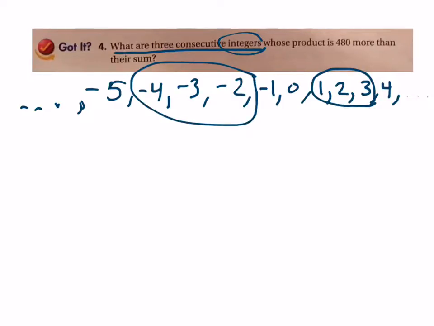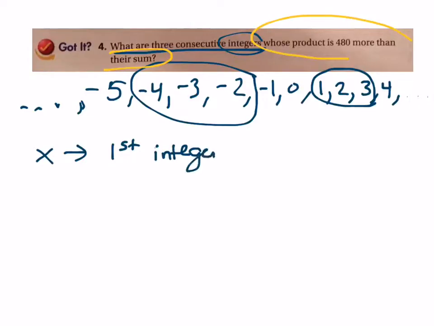All right. And then we need their product. This part's going to be your equation. Their product is 480 more than their sum. First of all, we need to figure out what x is, and then write some things in terms of that. So let's just call one of the integers x. Maybe we'll call it the first one. So x represents the first integer in this consecutive sequence.